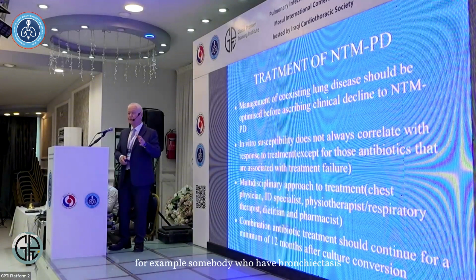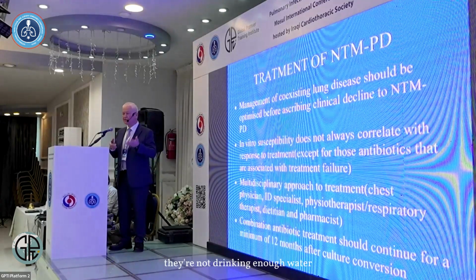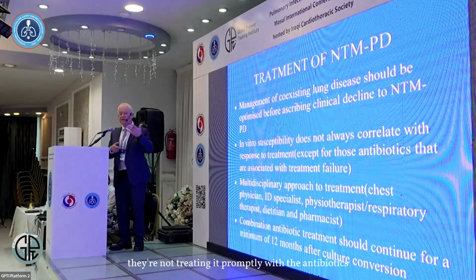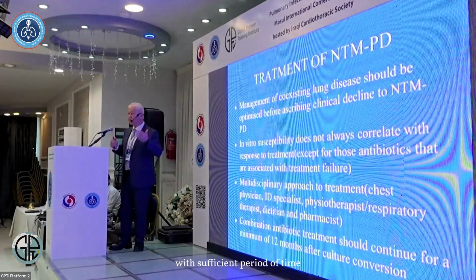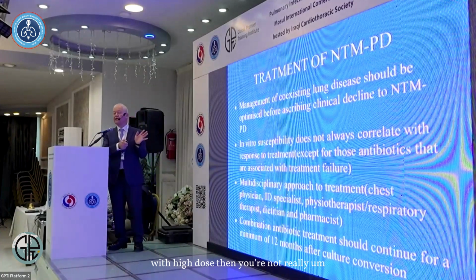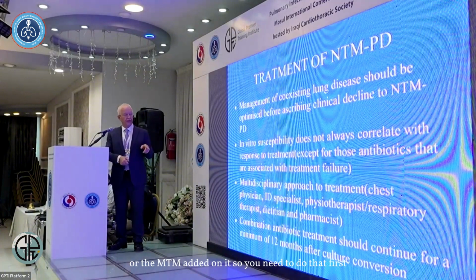For example, somebody who has bronchiectasis and you're not doing sputum clearance, exercise, they're not drinking enough water, and you're not treating it promptly with antibiotics for a sufficient period of time at high dose, then we don't really know whether this is bronchiectasis or the NTM added on it. So you need to do that first.